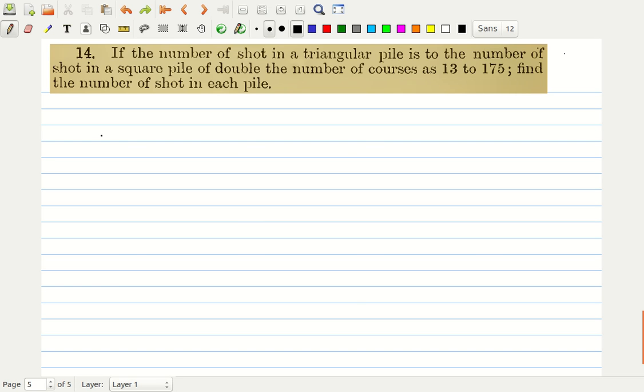If the number of balls in a triangular pile is to the number of balls in a square pile of double the number of courses as 13 is to 175, find the number of shots in each pile. So now in this problem we have one triangular pile.